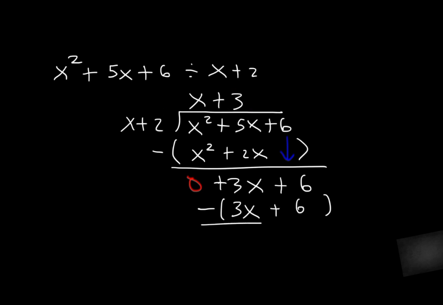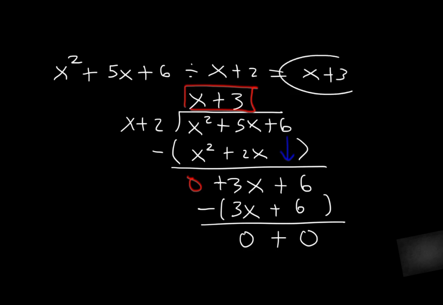So now we can subtract. 3x minus 3x is 0. 6 minus 6 is 0. So the remainder is 0. Therefore, the solution is what we see here. x squared plus 5x plus 6 divided by x plus 2 is equal to x plus 3. So that's the answer. Now let's work on another example.